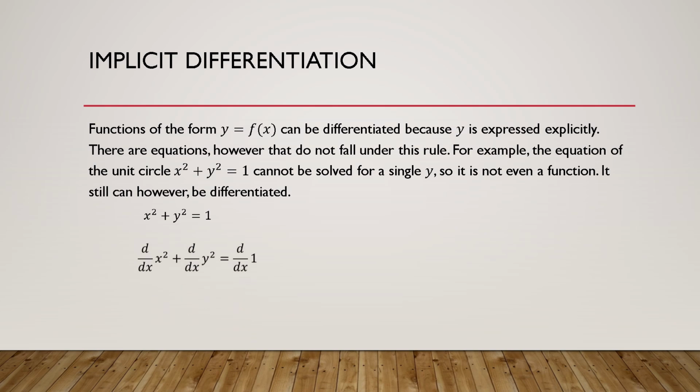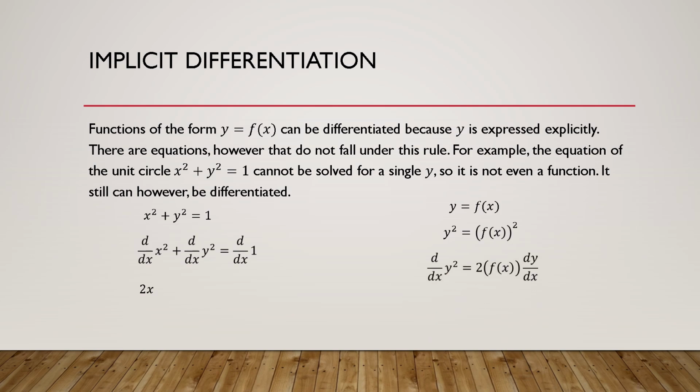First, we take the derivative of both sides of the equation and for each term. The first term is easy. The derivative of x squared is 2x. If we consider the second term y as a function of x, or y equals f of x, then y squared is equal to f of x squared. To take this derivative, we use the chain rule. d dx of y squared equals 2 times f of x times the derivative of f of x, which is dy dx. This gives us d dx of y squared is equal to 2y dy dx.